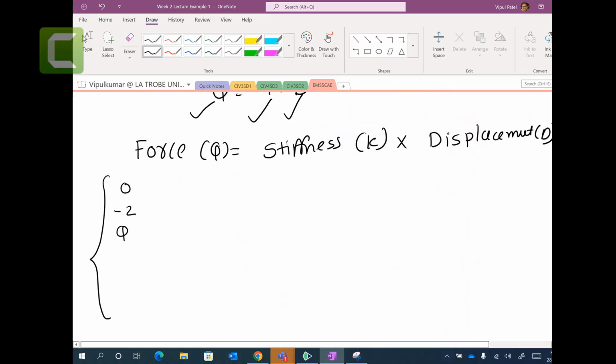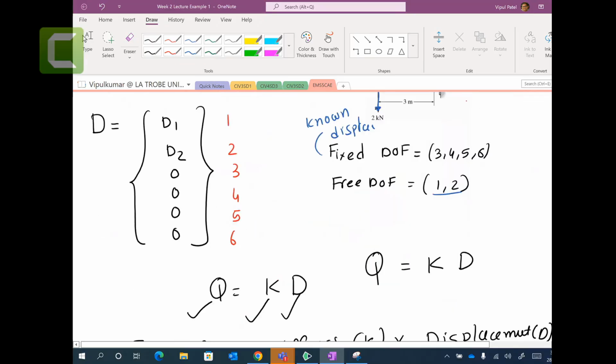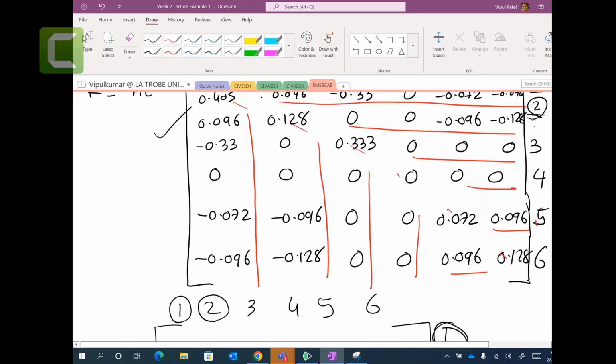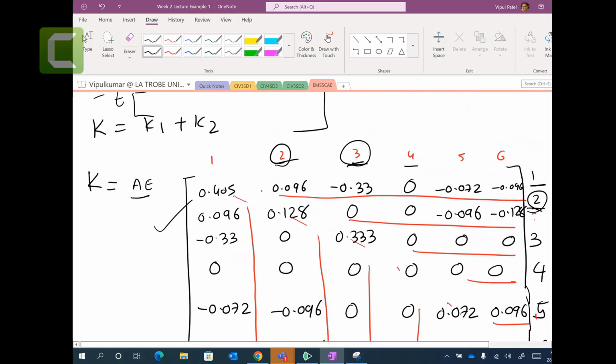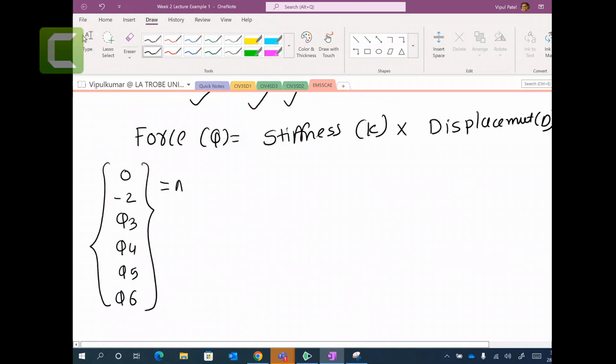Here Q is 0 and -2, Q3, Q4, Q5, and Q6. I hope you understand this, that we just developed this Q matrix, and we copy that here. Equal to, we have the stiffness matrix. I think the stiffness matrix was here. Let me find it, the stiffness matrix that we used in our examples. So let's say we have the stiffness matrix here. So AE, and this stiffness matrix is this.